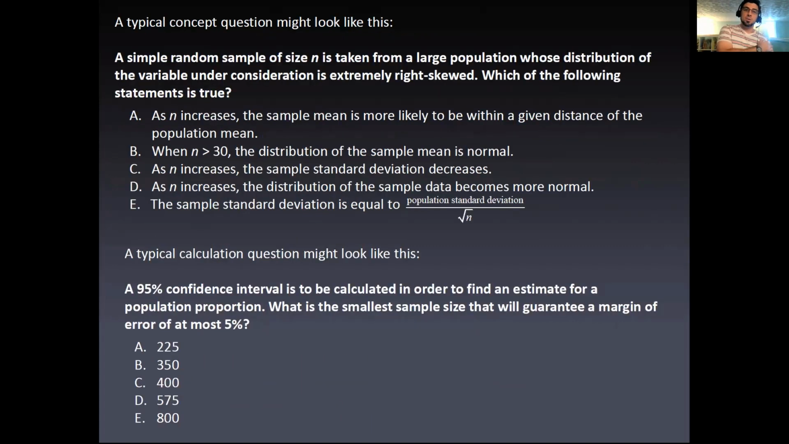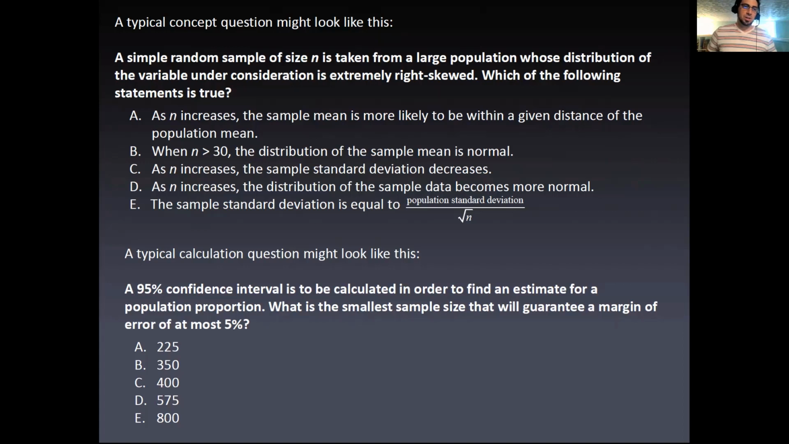So a typical concept question might look like this. A simple random sample of size n is taken from a large population whose distribution of the variable under consideration is extremely right skewed. Which of the following statements is true? And then you would read the following statements. So this is a concept question. You're not really going to have to make any calculations. You just have to understand the concept.